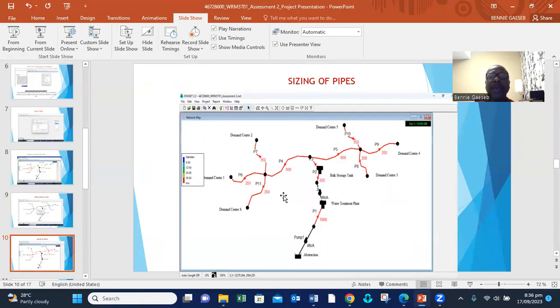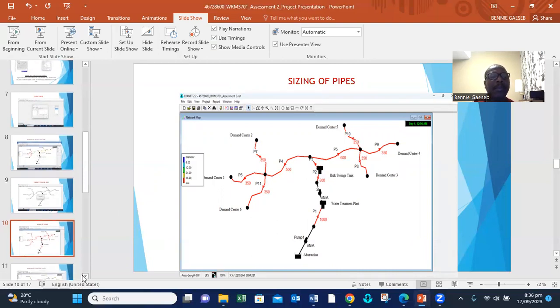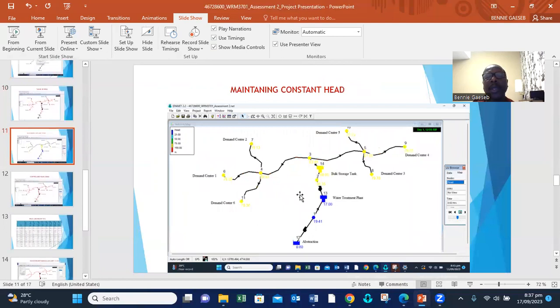Then the diameters were increased. For example, for demand center 1, which is pipe 6, 350, 350 and 350 millimeter diameters there. Pipe 4 was set at 500, pipe 5 at 600, and so on. And the pumping mains were also increased up to 1,000 millimeter diameter and pipe 2 up to 800 millimeter diameter. When the test run was carried out, this time around, we got sufficient head at each demand center.